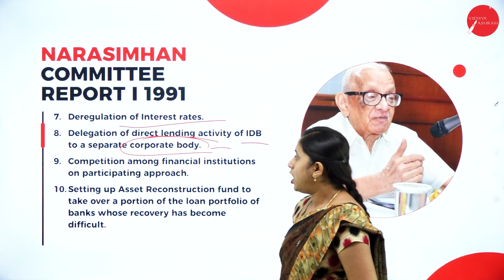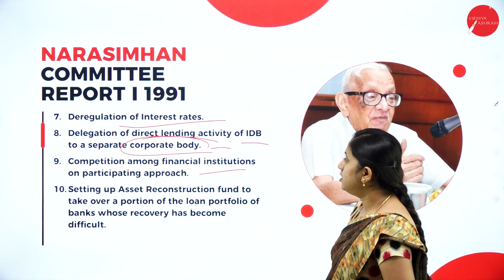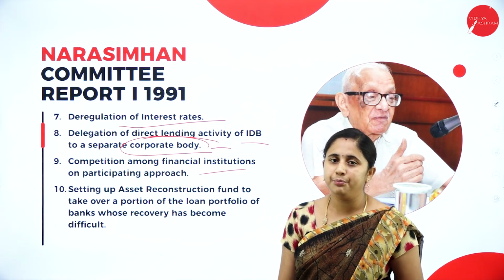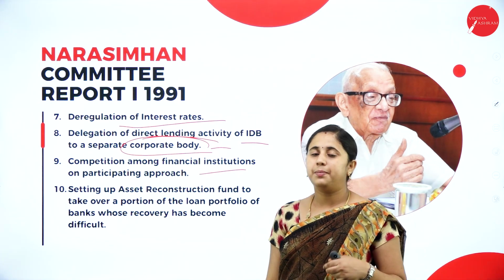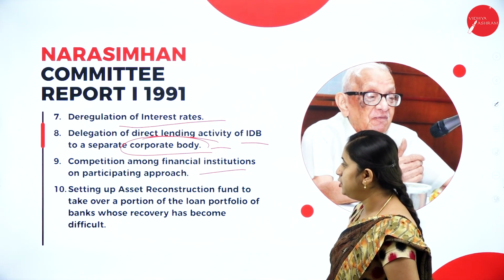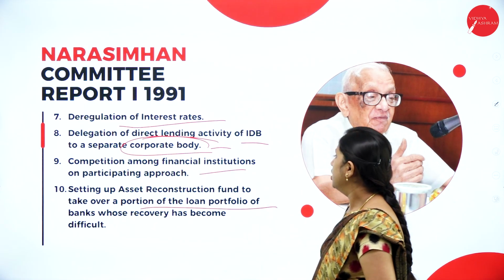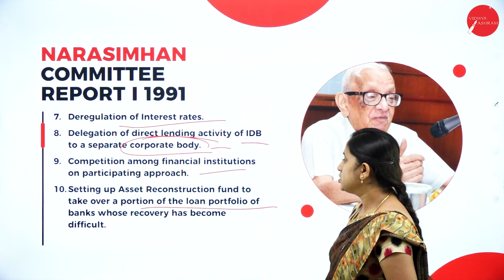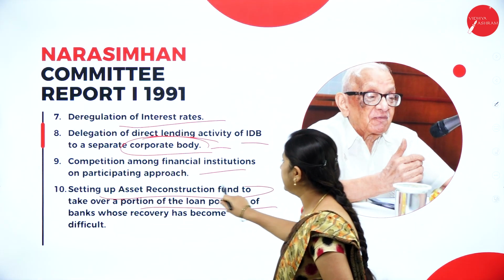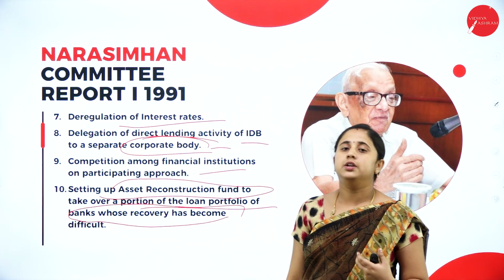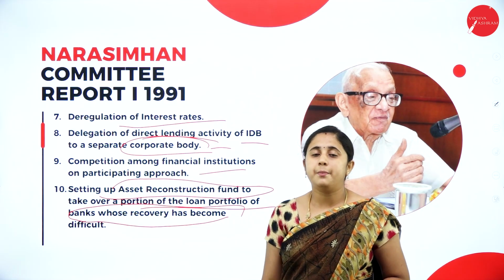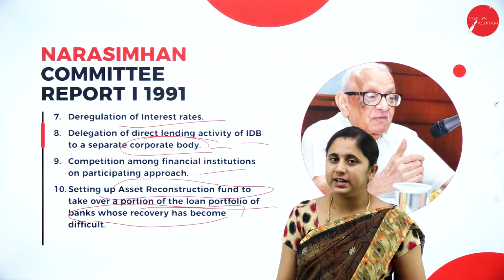Next one, competition among financial institutions on a participating approach. Through healthy competition, the Indian banking sector can improve and develop. Setting up an asset reconstruction fund to take over a portion of the loan portfolio of banks whose recovery has become difficult, in order to recover the loans provided to customers. These all are the recommendations from Narasimhan Committee Report 1.